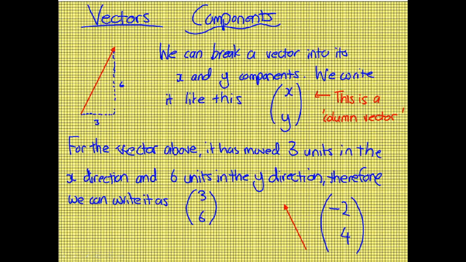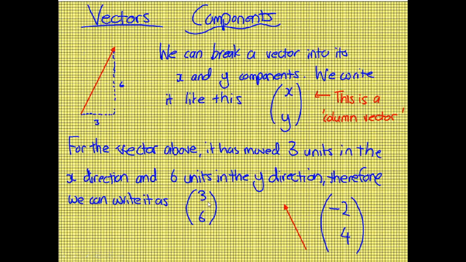So this is a column vector. For the column vector above, it's moved 3 units in the X direction and 6 units in the Y direction. Therefore, as a column vector, it would be (3, 6), because you do the X direction first and then the Y direction next. If this vector was going in the opposite direction, as a column vector you would write it as (-3, -6), because it would have gone backwards by 3 and down by 6.